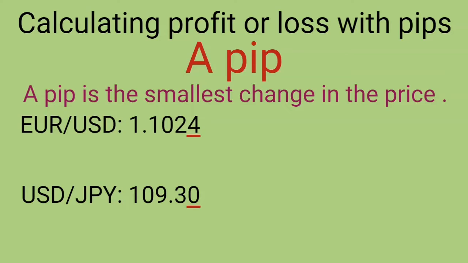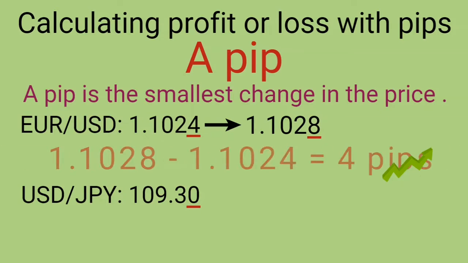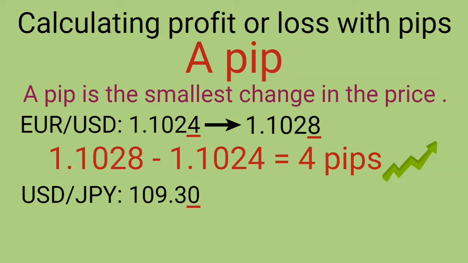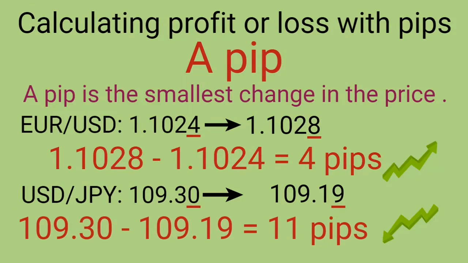For example, if the price changed from 1.1024 to 1.1028, this means that the price went up 4 pips. In the second example, the USD and the Japanese yen, if the price went down from 109.30 to 109.19, this means that the price went down 11 pips.